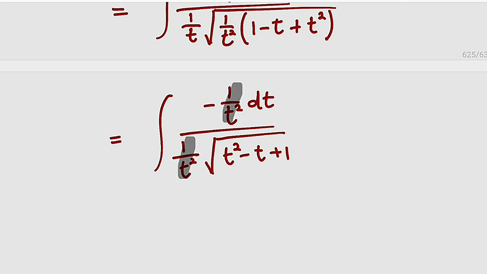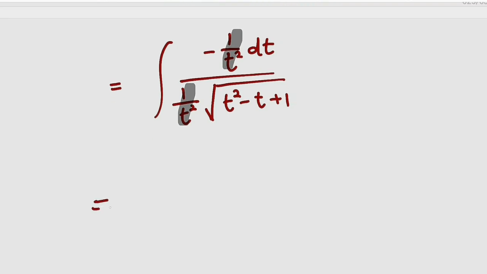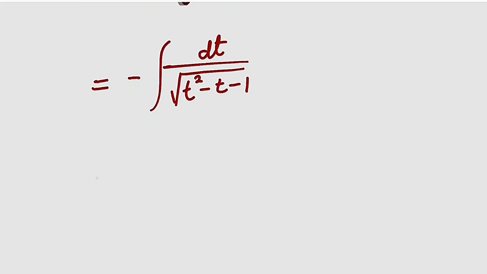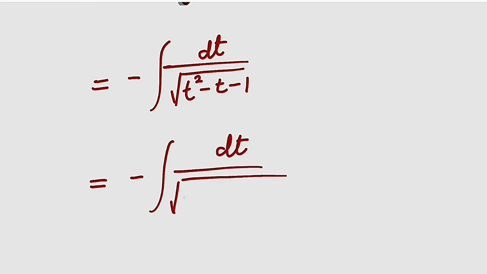So to the top, we only have negative dt, and we can bring the negative sign outside. So this is equal to negative the integral of dt, right? Divided by the square root of t squared minus t plus 1. This is what we have. Now let us make these two terms a complete squared. So this is equal to negative the integral of dt divided by the square root of t squared minus t.